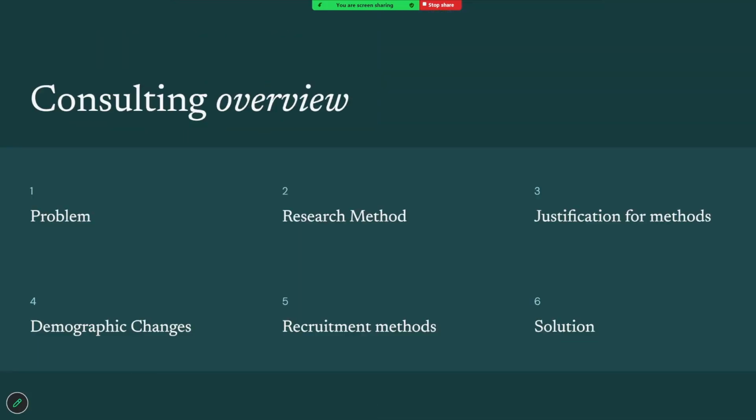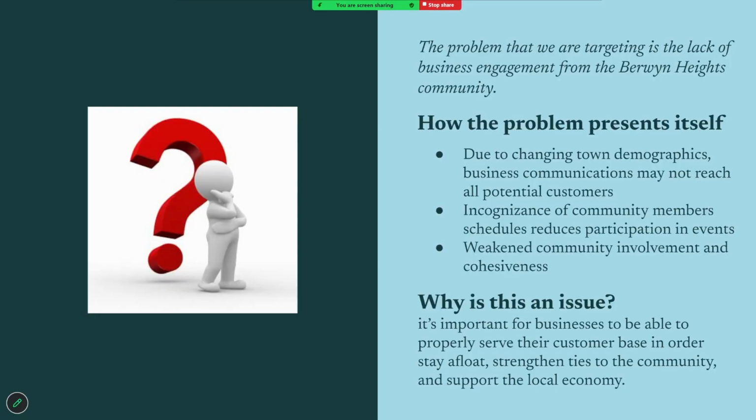This is just a brief overview of the content that we're going to cover in our slideshow today. So the problem that we are targeting is the lack of business engagement from the Berwyn Heights community. How the problem presents itself.